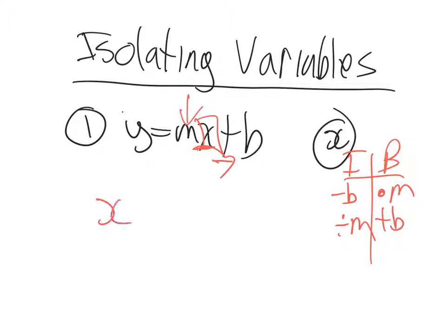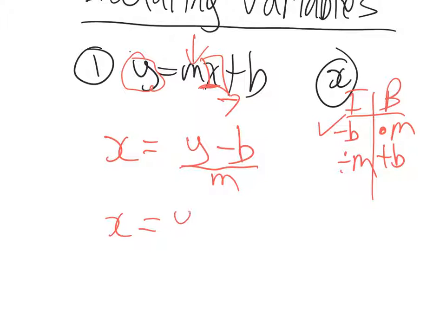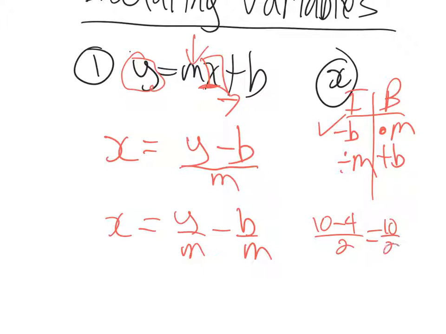I start with x equals, and I have to look at what I'm starting with on the other side. Well, it's y. What's the first thing that gets done? We subtract b. The next thing is to divide by m, and remember that every inverse operation applies to everything that comes before. So I divide everything by m. Another way to write that is x equals y over m minus b over m. Those are equivalent, just like 10 minus 4 divided by 2 is 10 divided by 2 minus 4 divided by 2. It's the same thing.